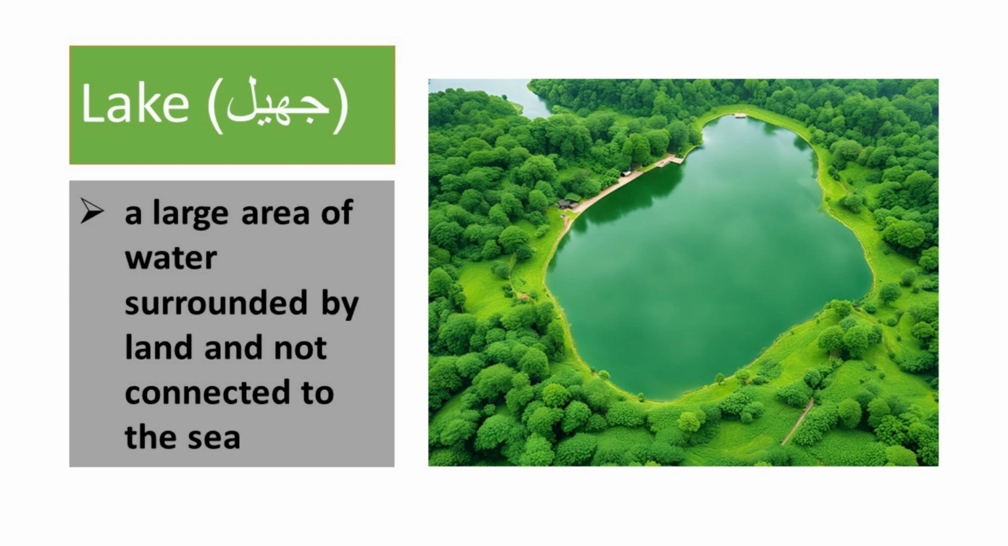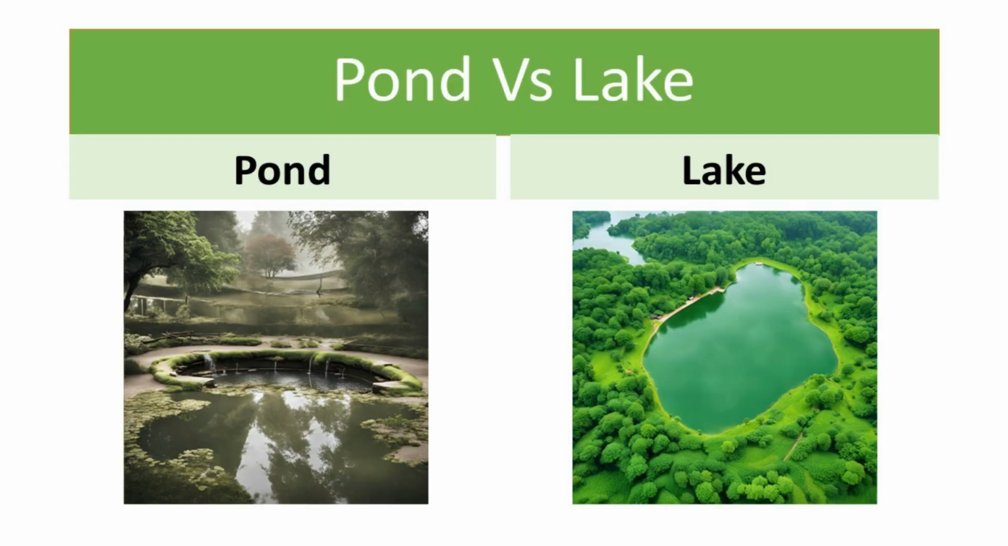The distinction between pond and lake is very simple. A pond is usually small, less wide and shallow. On the other hand, a lake is usually wider and deeper.